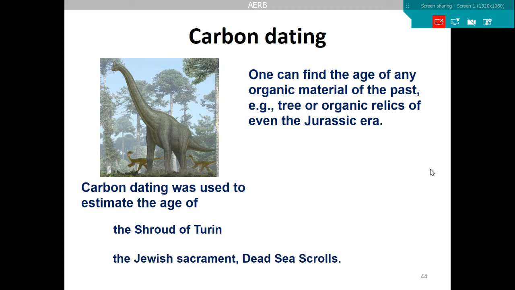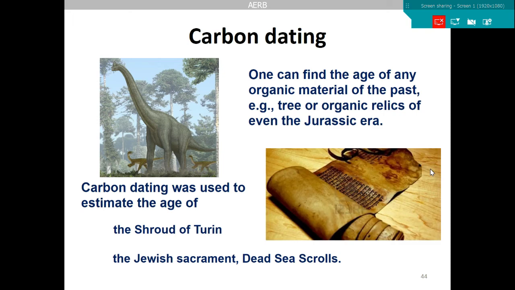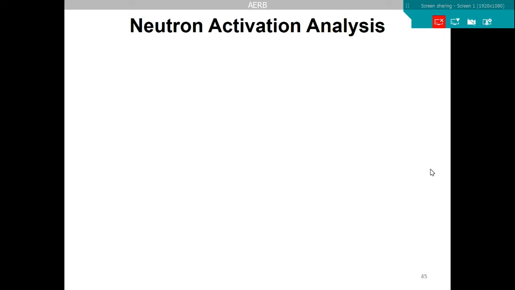It was also used to find the age of the Jewish sacrament, the Dead Sea Scrolls, and this was found out last century. They found out whether they indeed belong to the era when they were believed to have been written. These scrolls were written over a period of 200 years, more than that. So they could find out, okay, this piece was written in the 2nd century BC. This piece was written in the 1st century BC. This piece was written in the year 63 AD. To such precision, they were able to establish the age of this scroll. So carbon dating is a very valuable and interesting application of radiation.